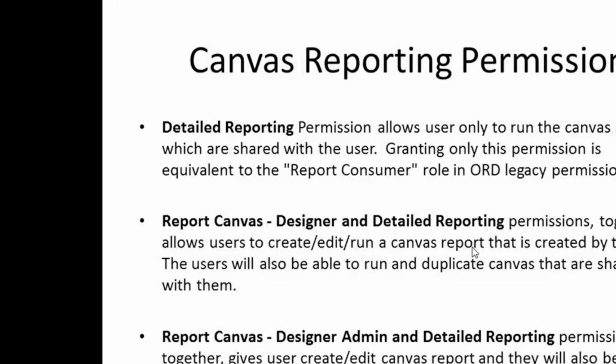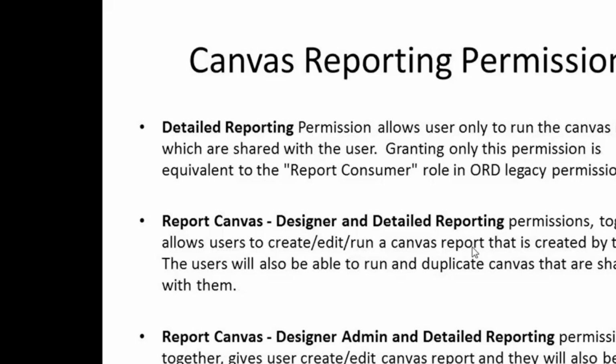This permission is also called admin permission, whereby they can see all the activities in the report, and they can share the report and edit the report, whether done by them or done by others. So basically these are the three permissions that need to be given depending on what users want to do in terms of canvas reporting.